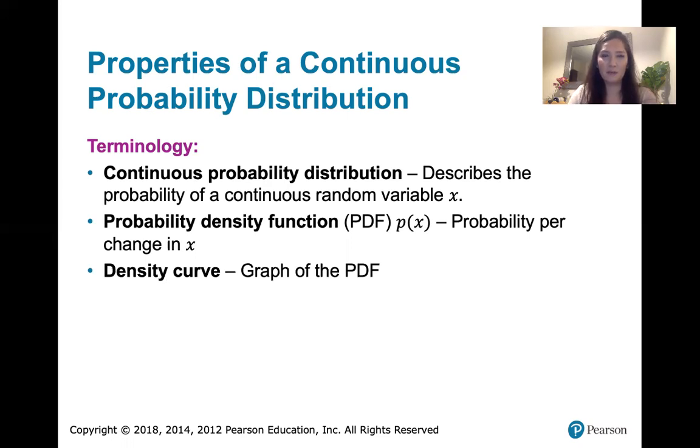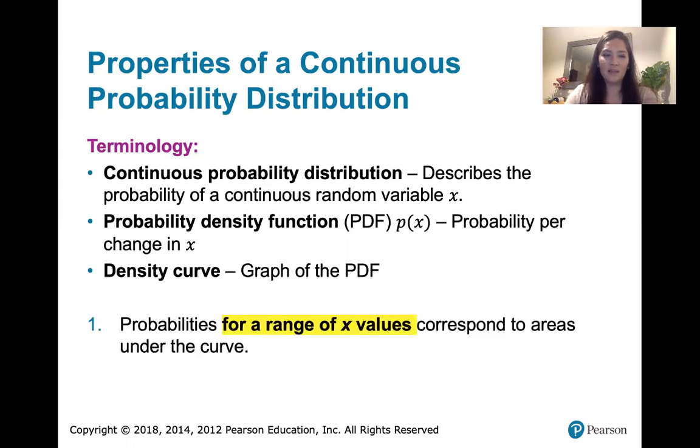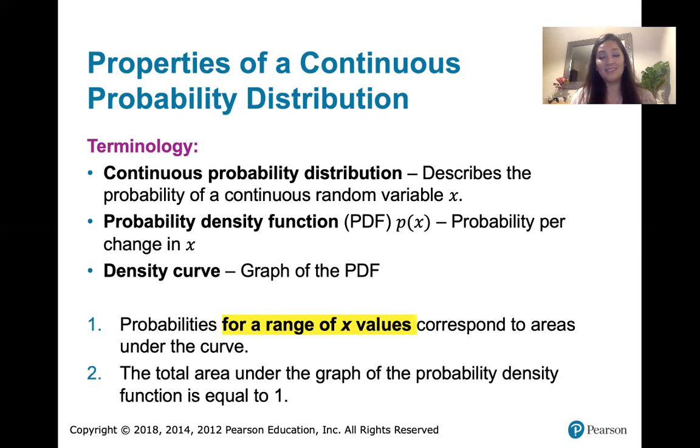Now, getting back to our properties. When you're talking about continuous probability distributions, probabilities, not for an x value, but for a range of x values, correspond to areas under the curve. Then, since x has to take on one of its possible values in that range of values, the total area under the curve is 1, because that's saying the probability that something happens is 1. We're certain that something is going to happen.